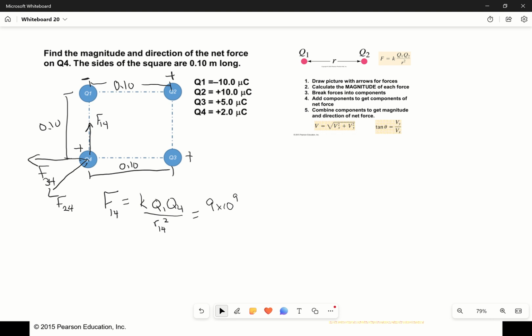Q1 is negative 10 microcoulombs. So that's negative 10, and micro is times 10 to the minus 6. Now I said to calculate the magnitude. So when I calculate the magnitude, I'm going to just completely ignore the fact that I had a negative sign there. So I'm just going to calculate 10 to the minus 6.